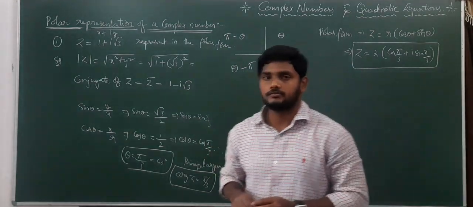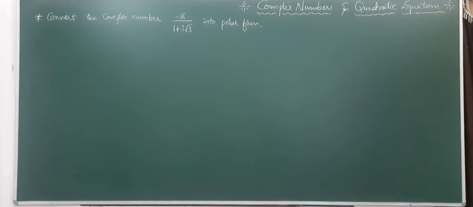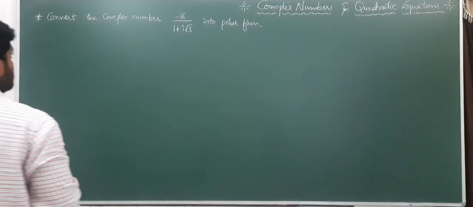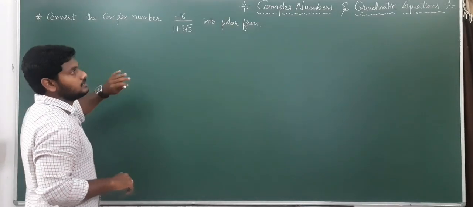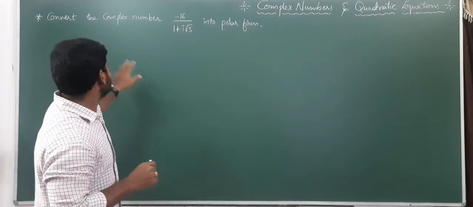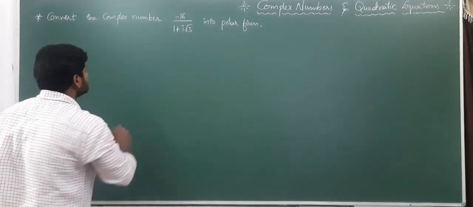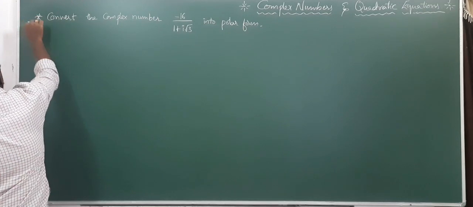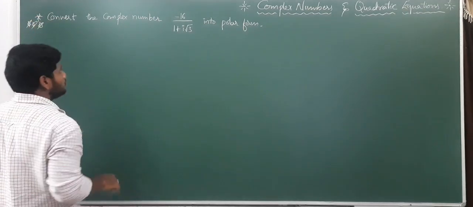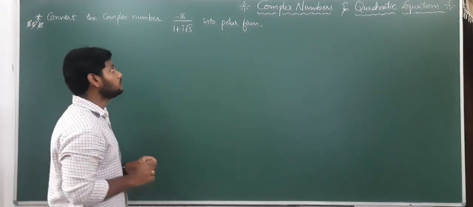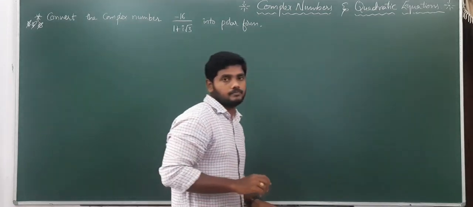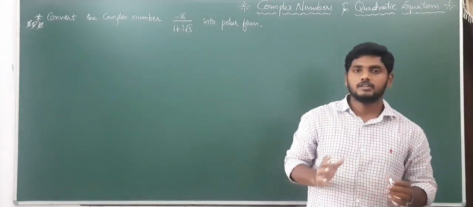Pause the video to note it down. This is a very important example. See, this example is also there in your textbook. The question is: convert the complex number minus 16 by 1 plus i root 3 into polar form. Into what? Polar form.